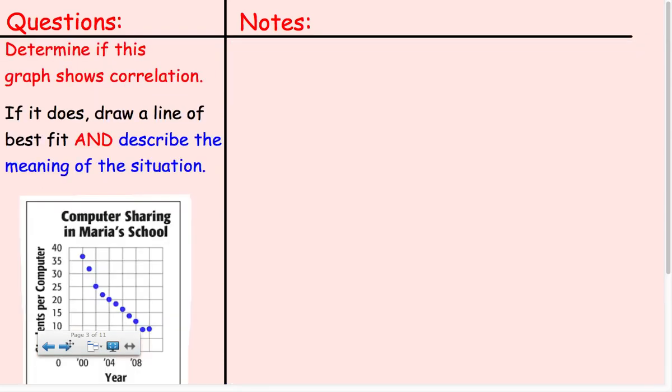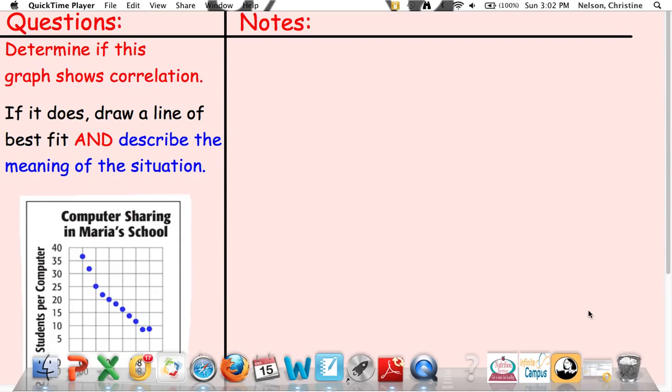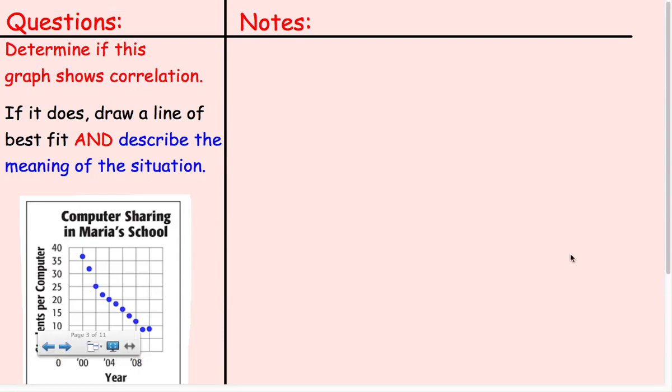Determine if this graph shows correlation. If it does, draw a line of best fit and describe the meaning of the situation. I think that this graph does show correlation because you can see all of the blue dots are going in a similar direction. They are all going down from left to right. So there might be a good line of best fit. We also need to describe the meaning of the situation. So let's look at the title and our axis labels.